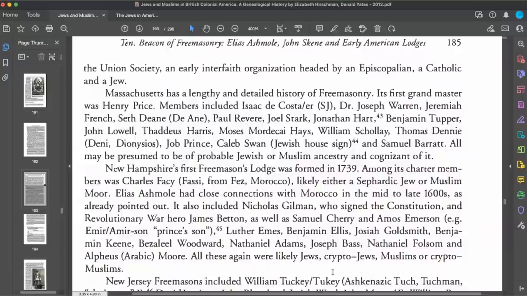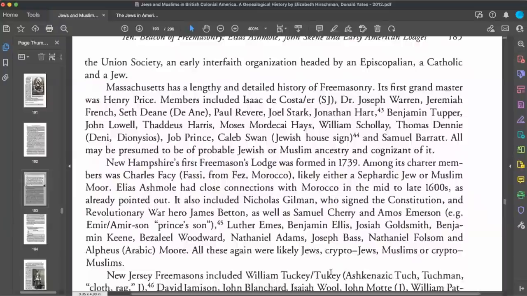Its first Grand Master was Henry Price. All right, listen, members include Isaac da Costa. Da Costa, we already know that the Costa family, Sephardic Jew, Dr. Joseph Warren, Jeremiah French, Seth Dean, Deani, Paul Revere, Joel Stark, Jonathan Hart, Benjamin Tupper, John Lowell, Thaddeus Harris, Moses Mordecai Hayes, William Schoole, Thomas Denis or Dionysos, Job Prince, Caleb Swan, Jewish House Sign, and Samuel Barat, all may be presumed to be of probable Jewish or Muslim ancestry and cognizant of it.